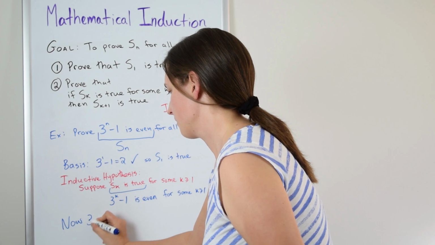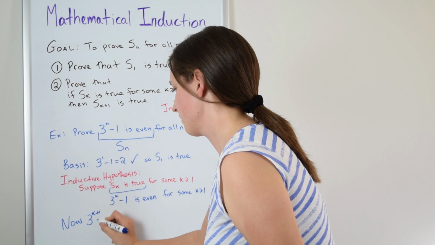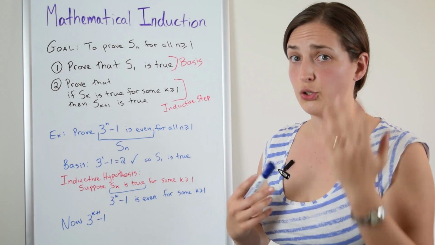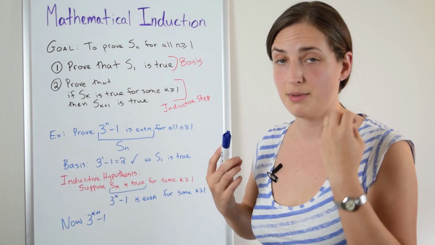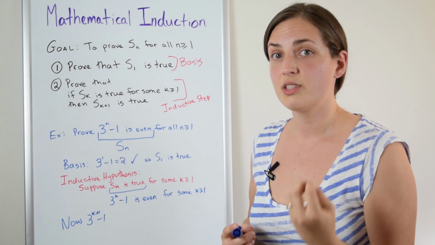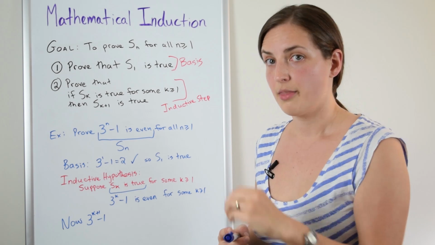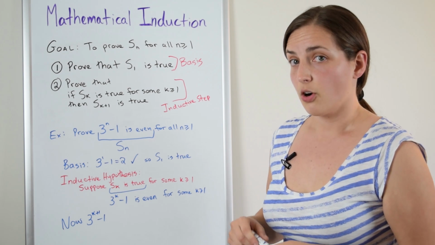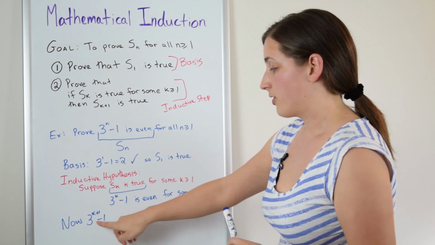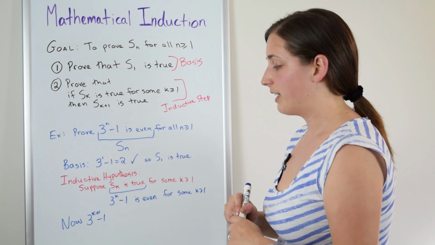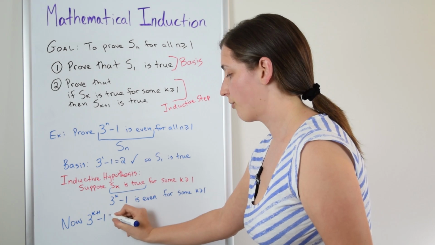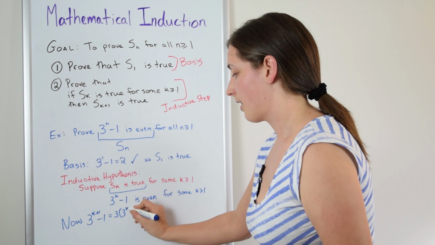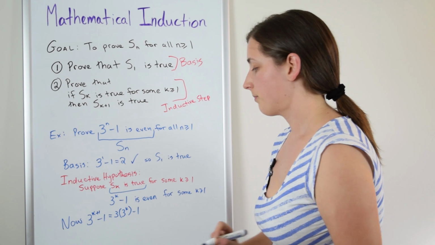Now, 3 to the power of k plus 1 minus 1. What are we going to do with this? We're somehow going to want to use our inductive hypothesis. That's going to be key here. We're going to want to use the fact that 3 to the power of k, then minus 1, is even. We're going to want to use that fact. So how do we do that? I see that there's a 3 to the power of k plus 1, which is very similar to 3 to the power of k. I'm just going to factor out a 3. So I now have 3 times 3 to the k minus 1.